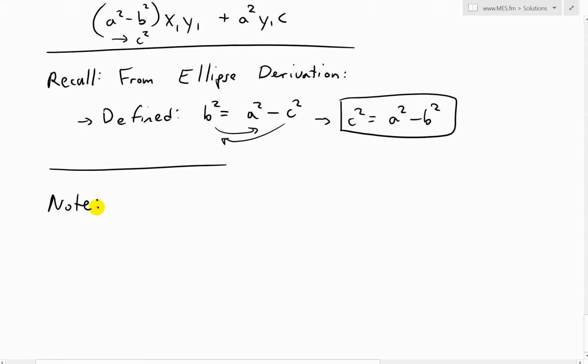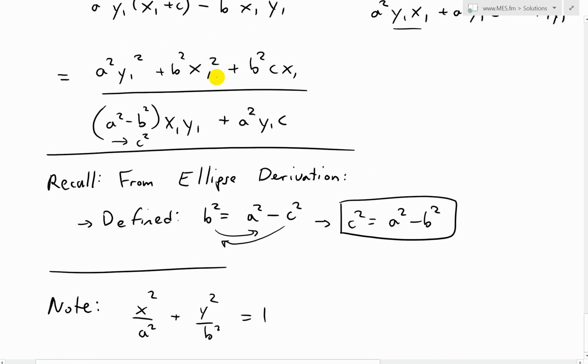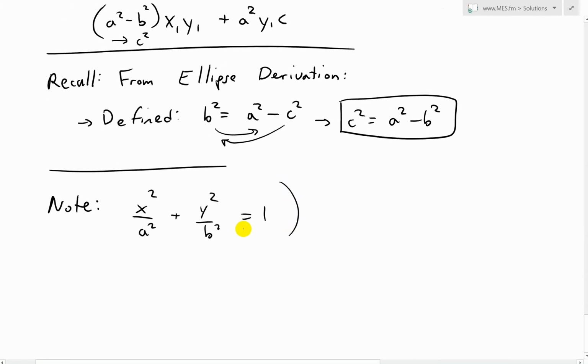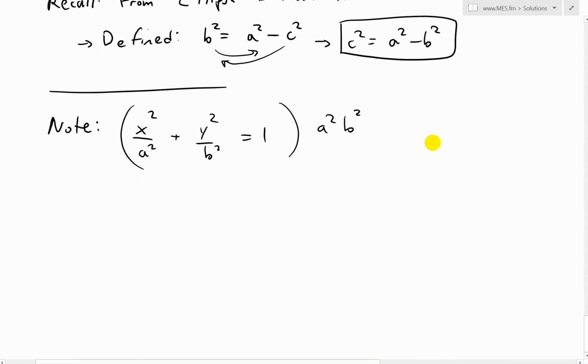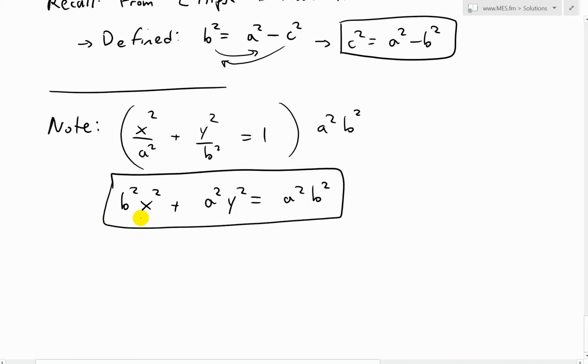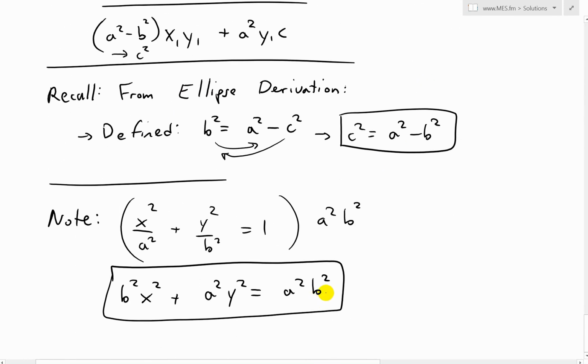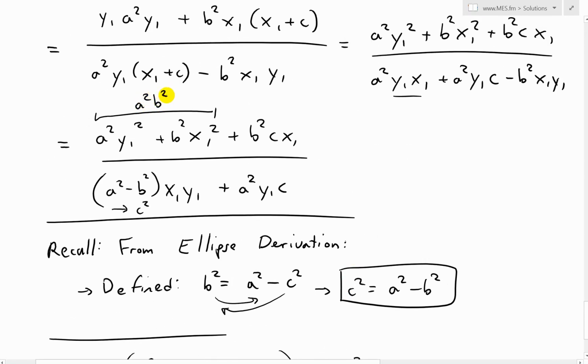Also note from our equation of an ellipse, x squared over a squared plus y squared over b squared equals 1. If we multiply both sides by a squared b squared, we can get this part right here. The a squared cancels, we're left with b squared x squared plus, now the b squared cancels, a squared y squared equals a squared b squared. Doesn't matter what the x and y values are, b squared times x squared plus a squared times y squared equals a squared times b squared. So even if it's y1, x1, this is just going to be equal to a constant, which is a squared b squared.